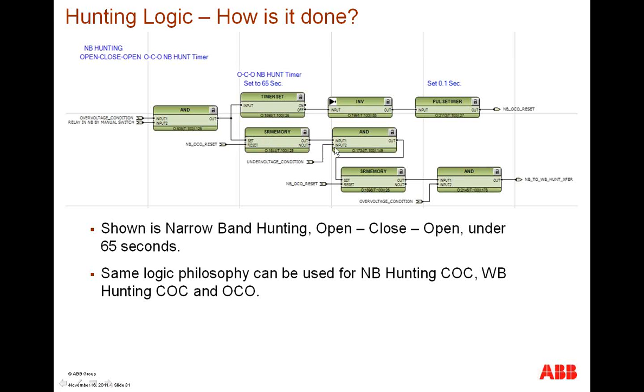to an AND gate that drives a second latch gate based on an undervoltage condition. I have an open, close, open condition by these two latch gates. If this condition is met, I have a narrowband to wideband transfer. These latch gates get reset if I have a 65-second time. So if I have an open, close, open past 65 seconds, these latch gates will be reset, and I will not have this AND gate driving the narrowband to wideband transfer logic.